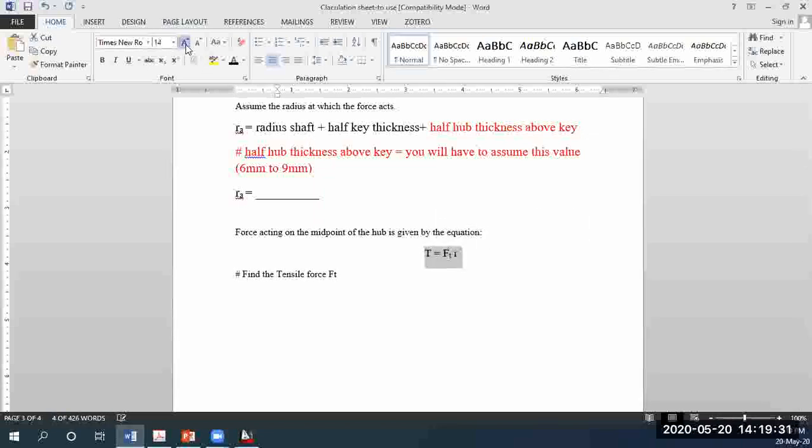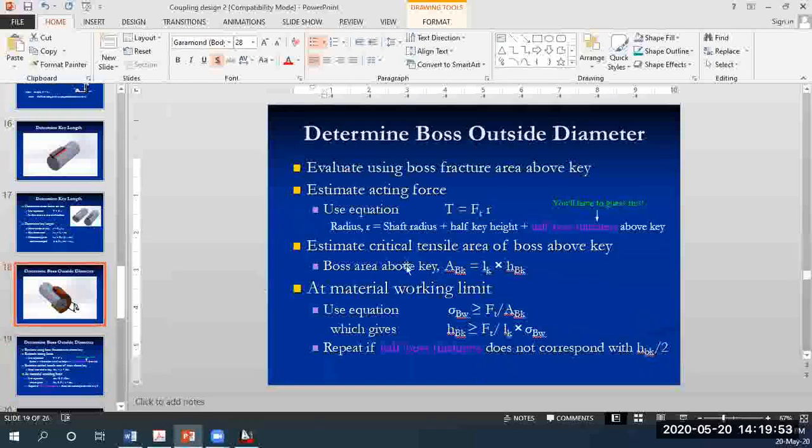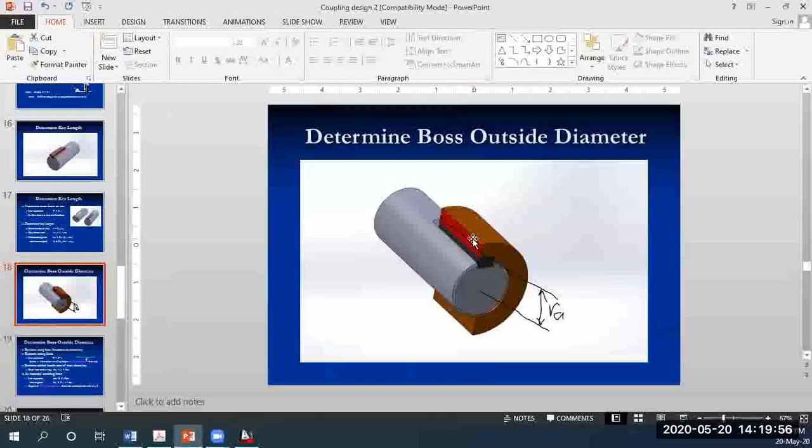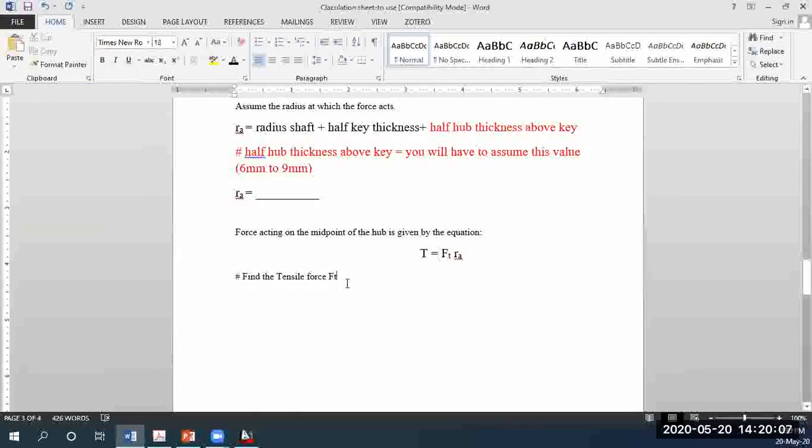And yes, this is important. RA here will be the... this will be RE, the assumed radius. Now you can see where the assumed radius comes into play, right? So the force acting here at the midpoint will cause failure. So force will be equal to torque divided by RA, which is the assumed radius. So now you find the tensile force. What's after that?